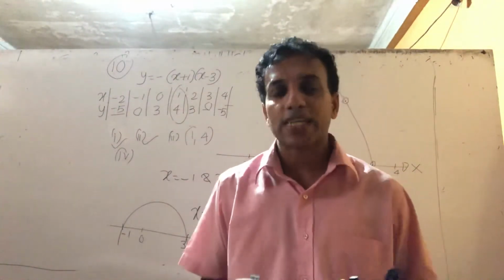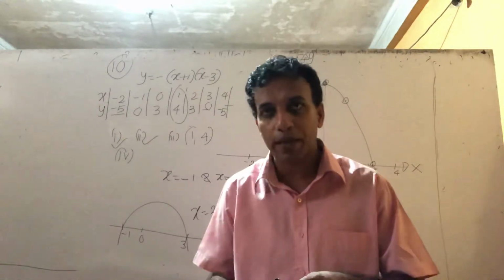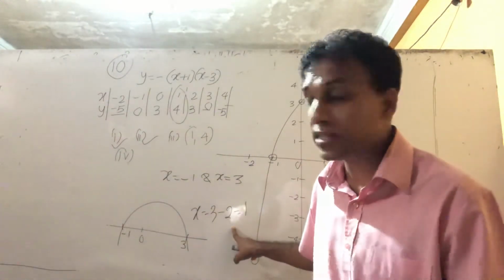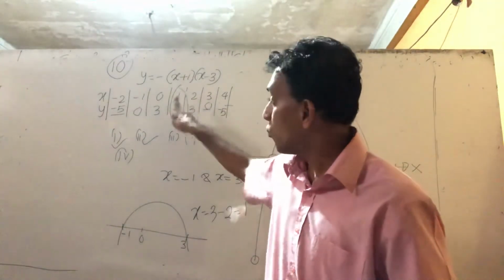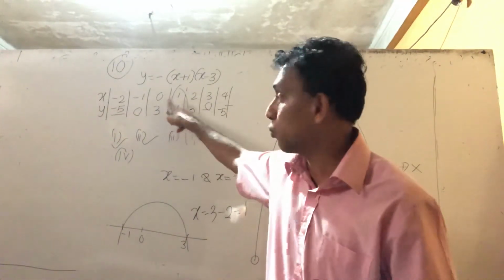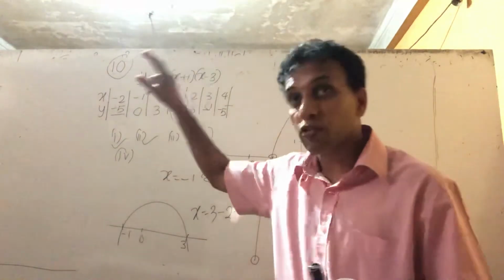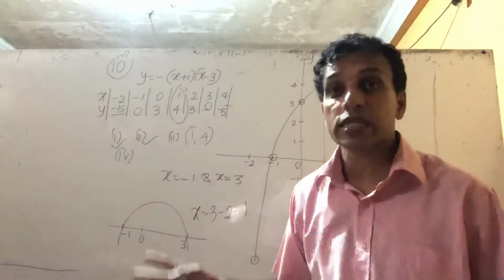This is a discussion, or you can't discuss it in the exam paper. Something you show: write this equation and say that when x equals 1, y takes the largest value 4. Therefore, the maximum value is also 4. That's correct.